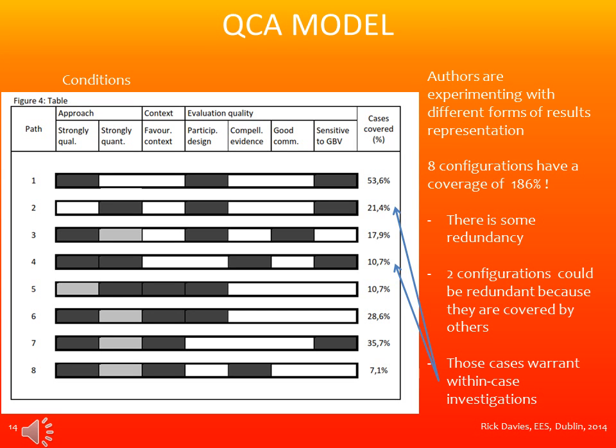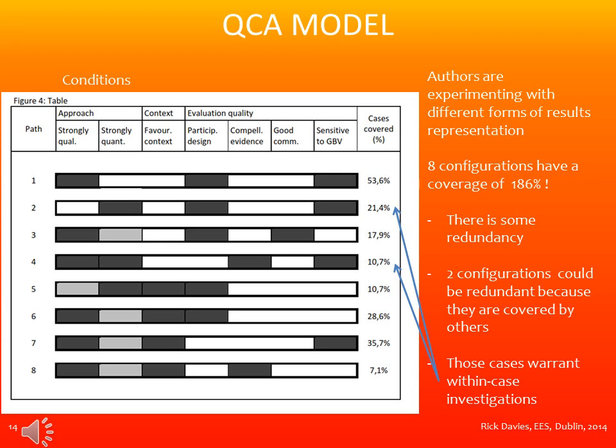So here is the representation of the results of the QCA analysis. They're not in the form of the algebraic expressions, Boolean algebra expressions that you saw before, because the authors were experimenting with a different form of representation. The 8 configurations are shown as separate bars, and across the top are the different conditions which are represented in each of those configurations, with dark cells representing the presence of those and grey cells representing their absence.